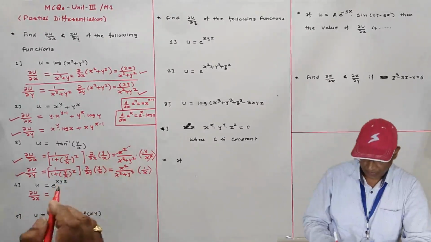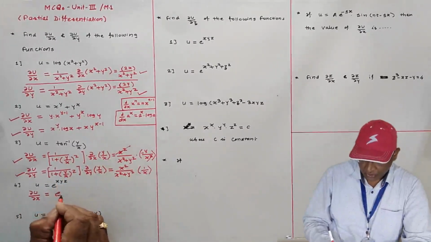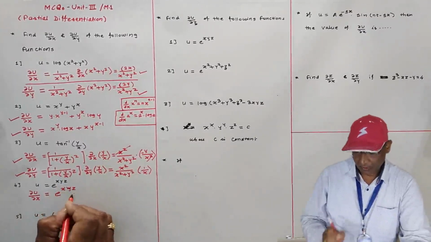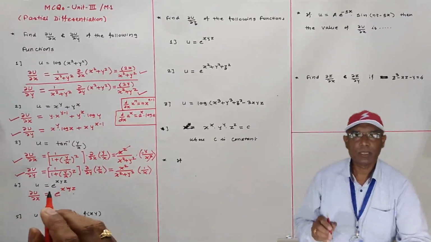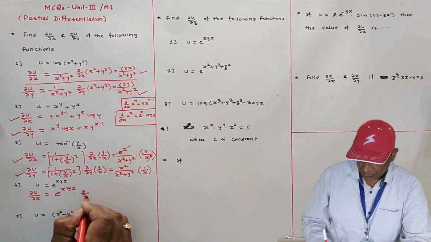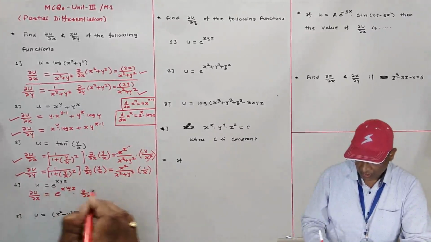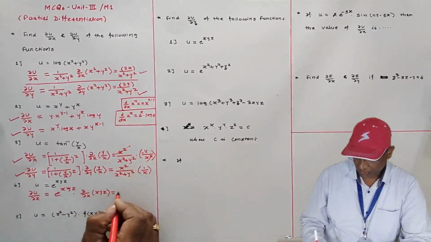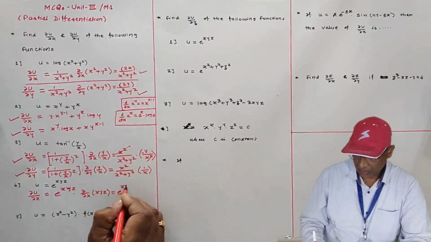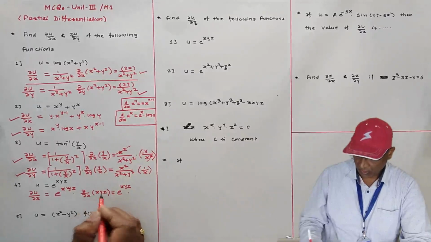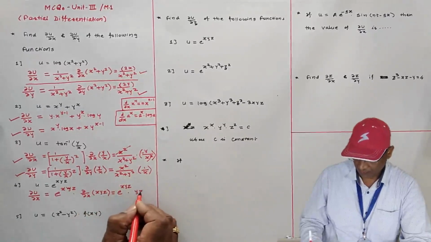Z also appeared here. The derivative of exponential term is as it is. Derivative of exponential term is the term itself multiplied by derivative of argument xyz again. This is equal to e to the power xyz as it is, and derivative of x with respect to x is 1, yz is multiplicative constant.